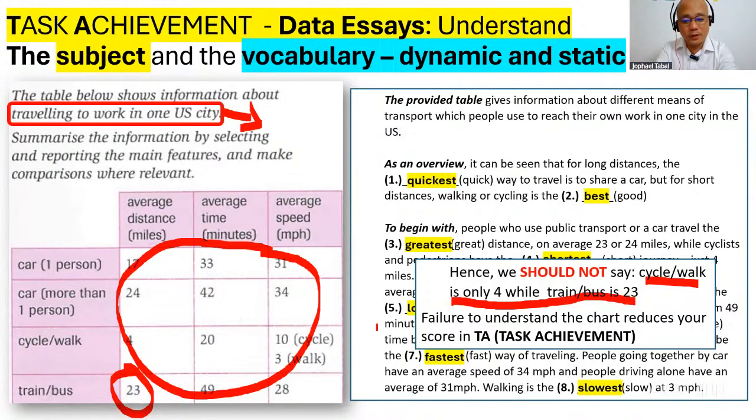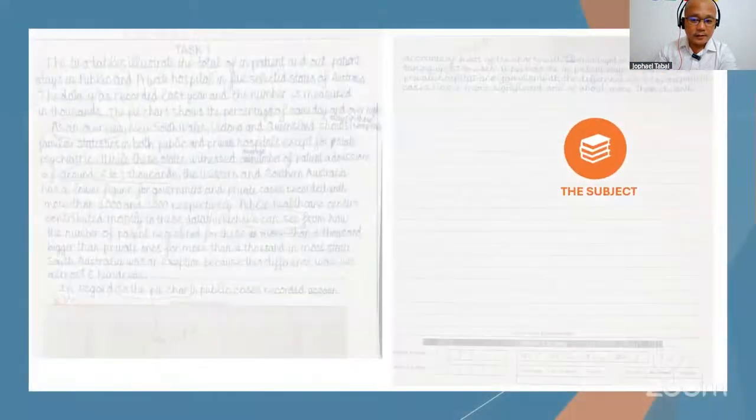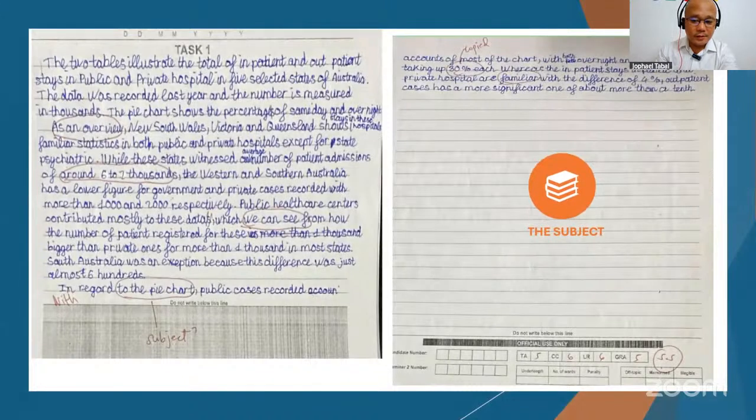And even those who are at the advanced level have some issues trying to put their understanding of the subject into words or into writing. So that's the main reason why they hardly ever get a higher score in task achievement. If you can see here in task achievement, the score is 5, okay? Mainly because the candidate failed to understand the subject.